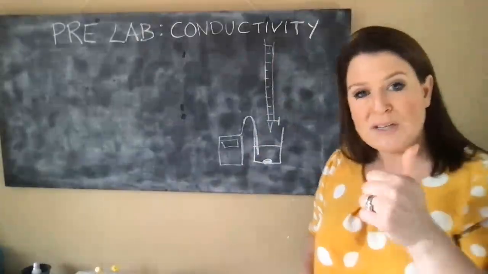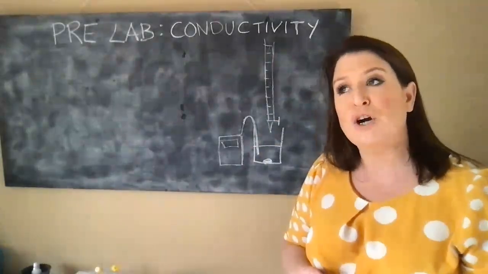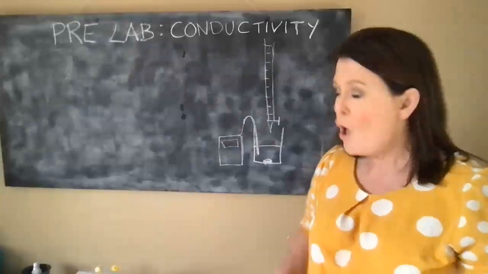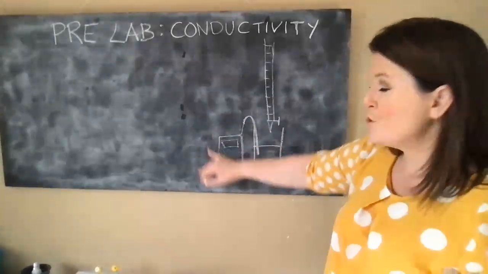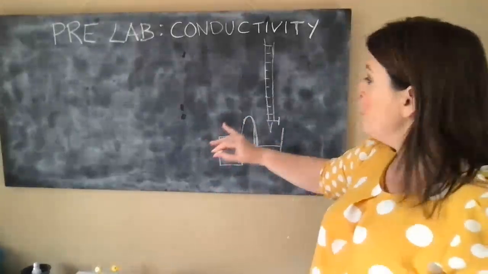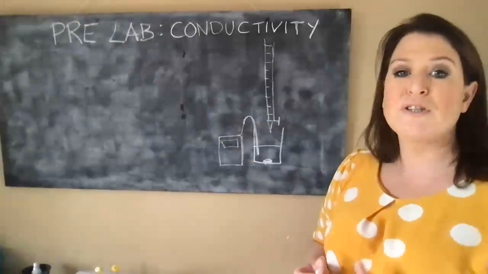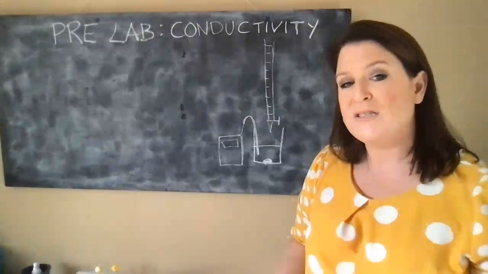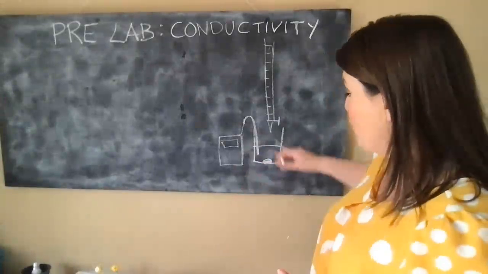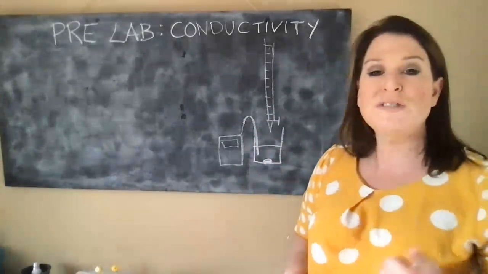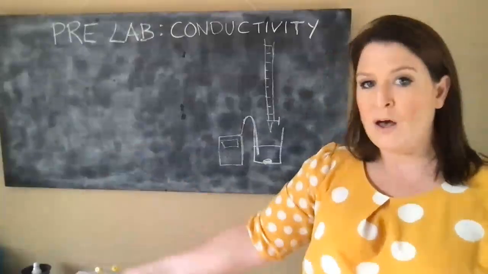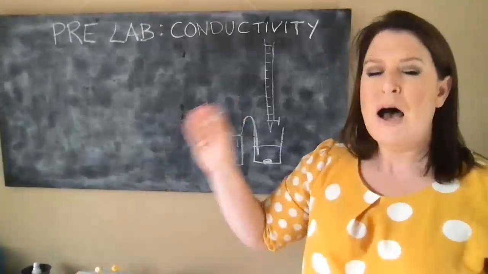We don't expect to see any endpoint in terms of a change in color. There is no indicator being used. We are banking on this tool here, this conductivity probe, to monitor the titration and the reactions that are going on within this reaction vessel. We don't see any color change. You only determine the endpoints when we analyze the data afterwards.